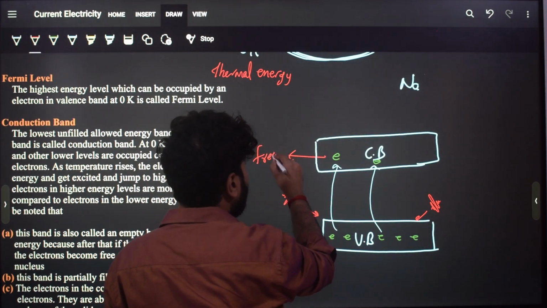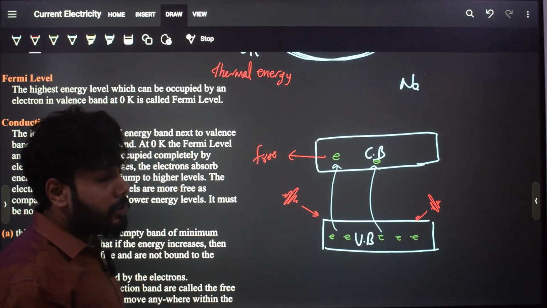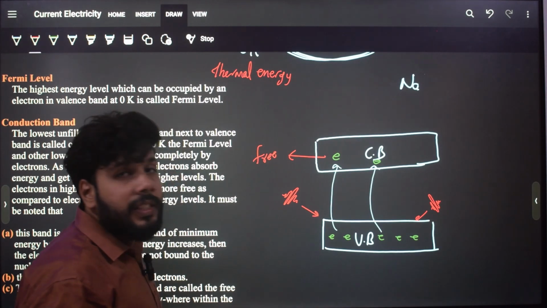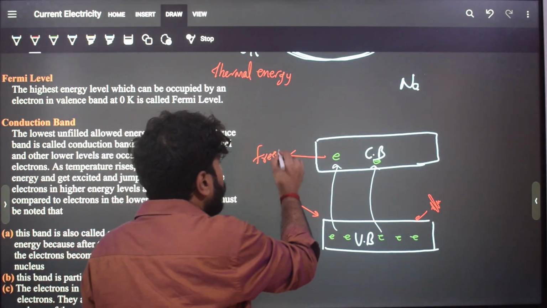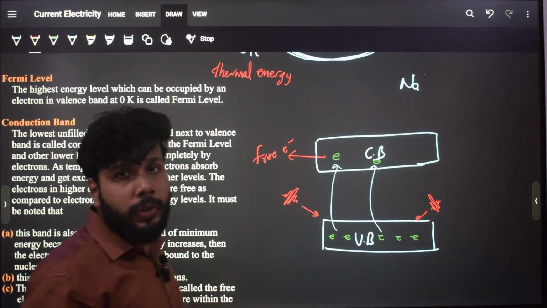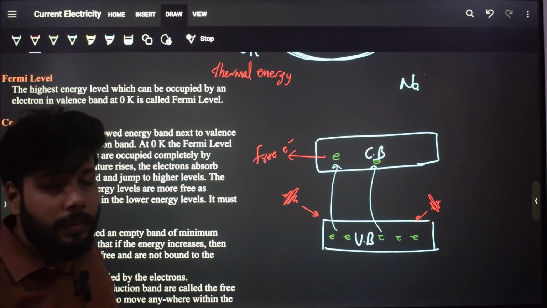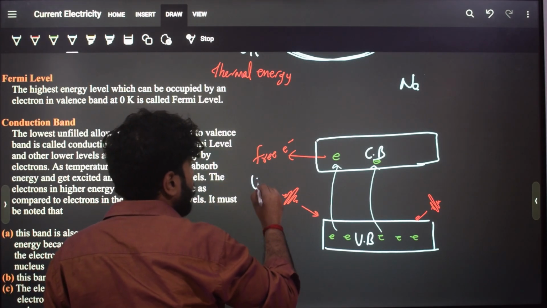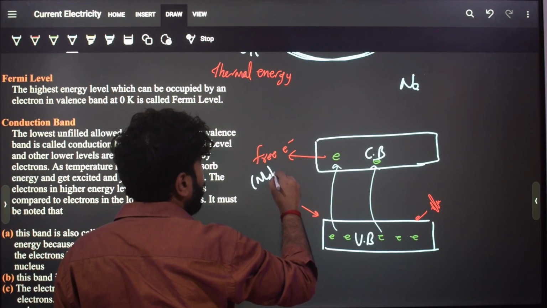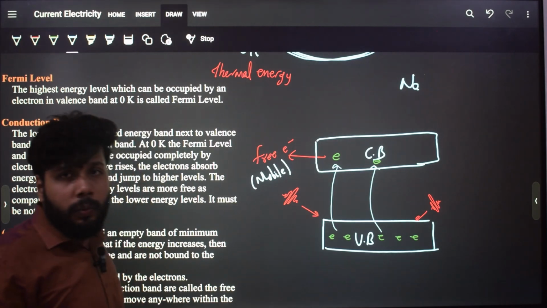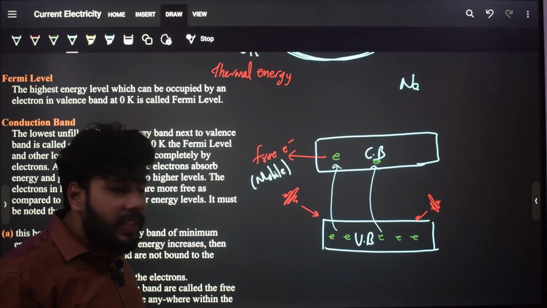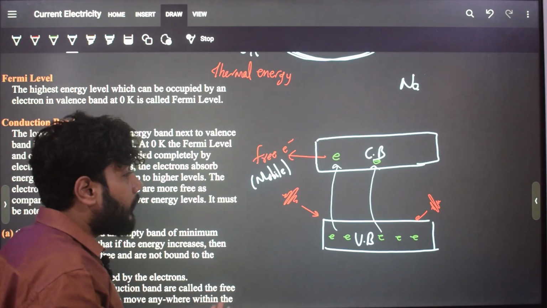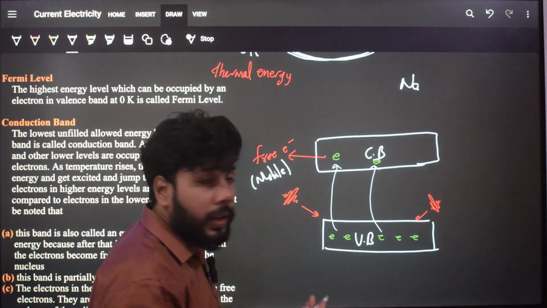Because once they are in the conduction band, the attractive force due to the nucleus is nearly negligible. So these electrons are mobile. They can move easily. And for current, what do you want? Charge which can move easily. Or do you want an electron which cannot leave the orbit? Definitely you want an electron which can move easily.